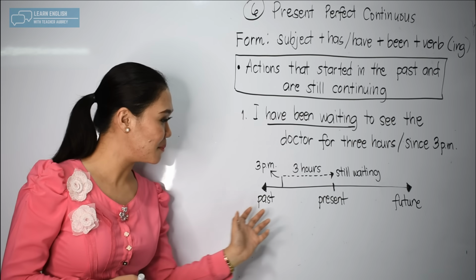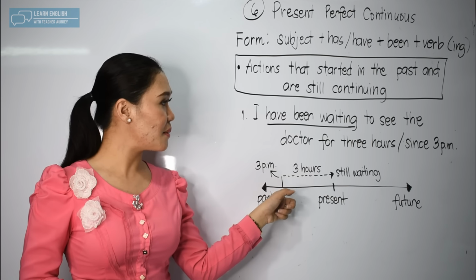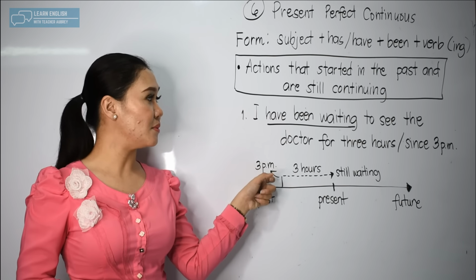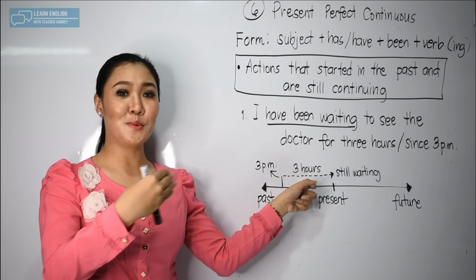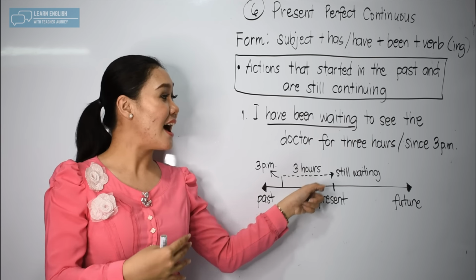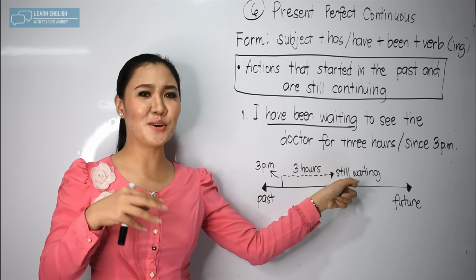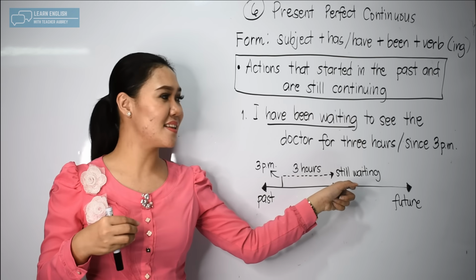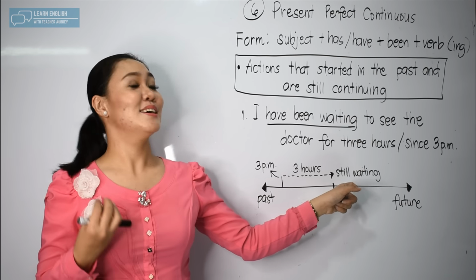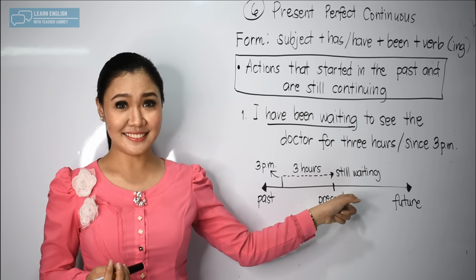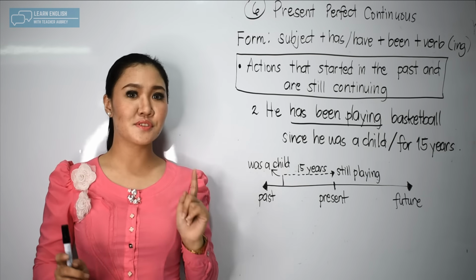Okay, let's look at the timeline here. Nagsimula siyang maghintay noong 3 p.m. Okay? At lumipas na yung oras. Lumipas yung oras. Nakatatlong oras na siya. Hanggang ngayon, sa kasalukuyan, naka 3 hours na, tuloy-tuloy. Siya ay naghihintay pa rin doon sa doktor. Naintindihan? Okay. Let us have some more example.